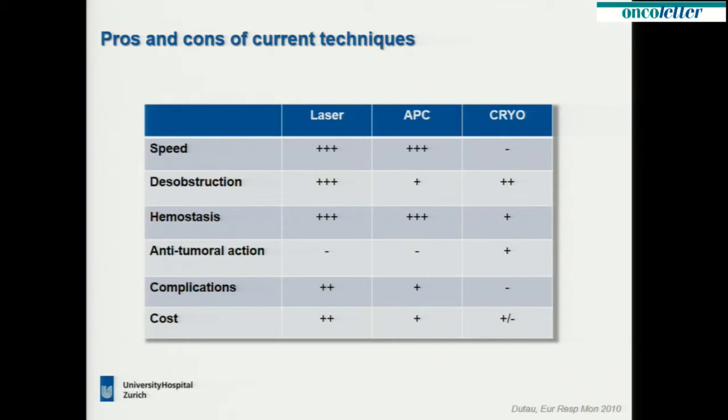I talked about laser, argon plasma, and cryotherapy. Each of these techniques has different cons and pros. You see the laser has almost all the pros regarding speed of obstruction removal and hemostasis. However, laser does not have any anti-tumoral activity, and laser is costly, and it's not without harm and risk. APC is somewhere in the middle, and cryotherapy is interesting because there is some anti-tumoral action by inducing apoptosis in the tumor tissue.